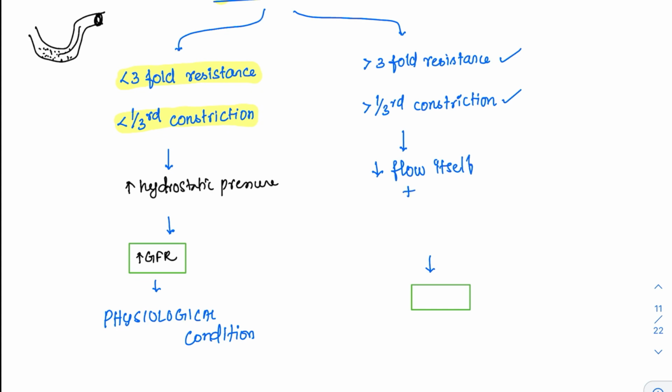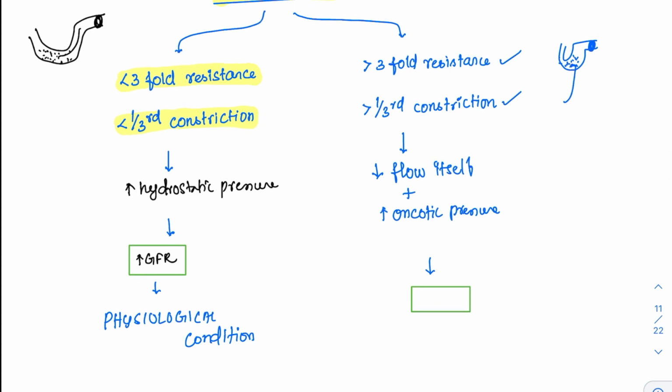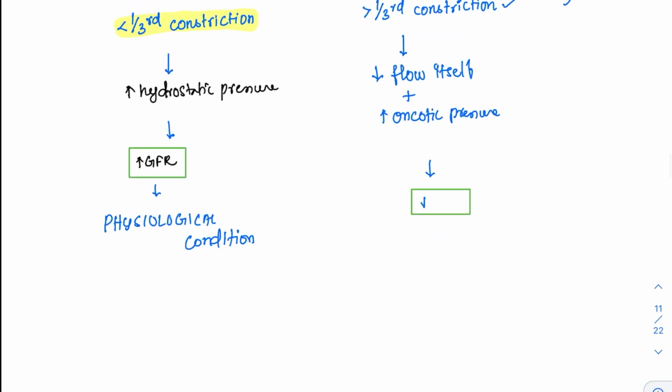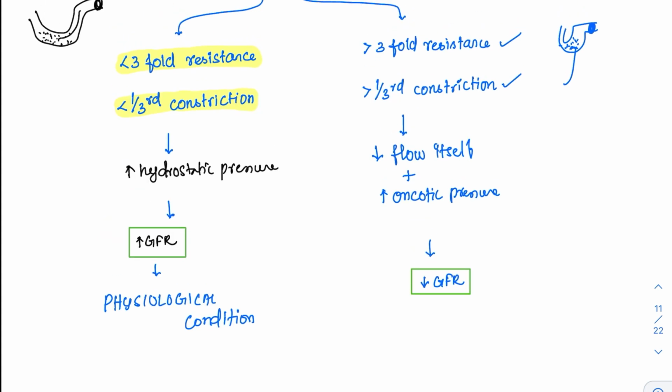Plus there is an increase in oncotic pressure because the proteins are constantly staying in the same place. Because of this constriction, more and more protein starts accumulating here. When more protein accumulates, there is an increase in oncotic pressure. This increase in oncotic pressure will pull the fluid back from the Bowman's capsule. So what will happen to the GFR? There is a decrease in GFR. So whenever mild constriction of the efferent arteriole is done, it will increase the GFR. Whenever severe constriction is done, it will decrease the GFR. Just remember this fact.